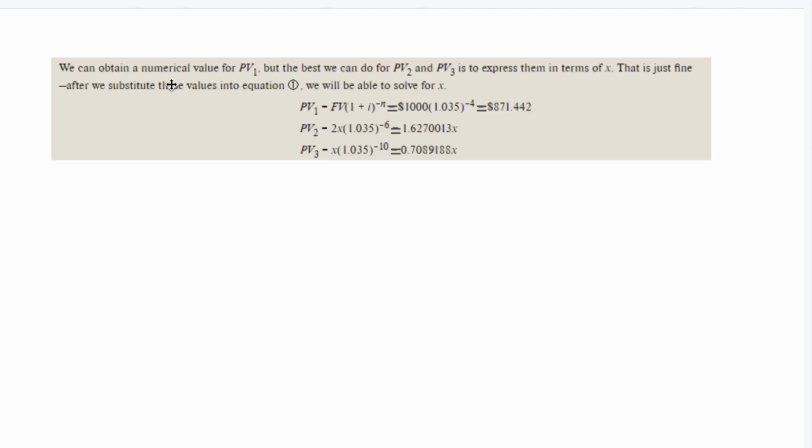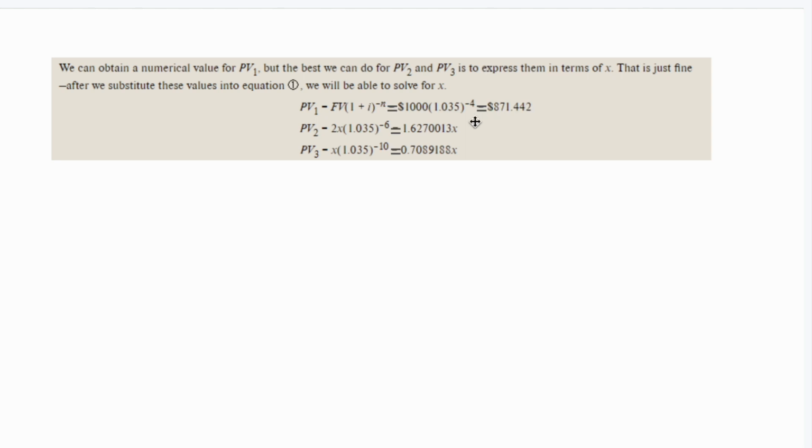Now, let's look at putting some numbers to them. So the present value is really equal to the present value formula. So we plug the numbers in: future value 1,000, times 1 plus the periodic interest rate to the power of minus 4. That comes to $871.44. So in other words, today that $1,000 is worth $871.44.